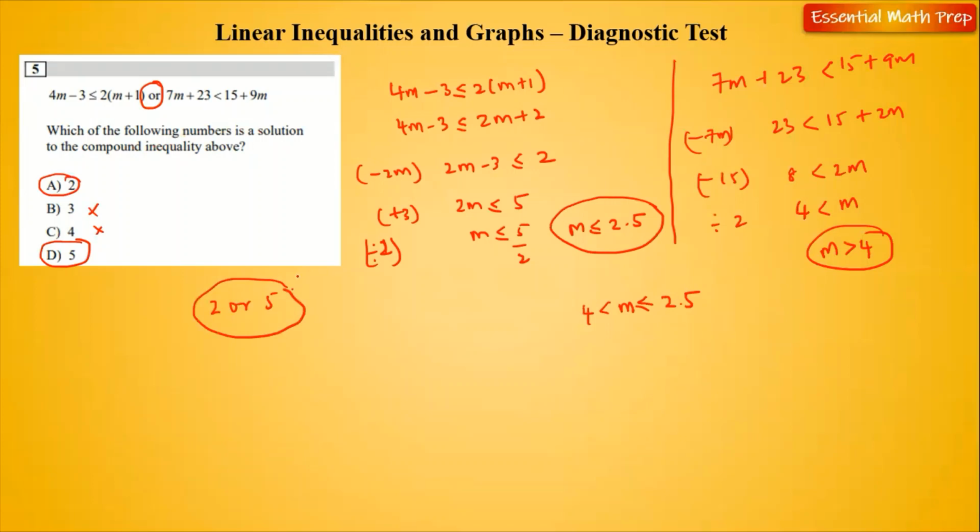You can't combine these because it doesn't make any sense, but I wrote it just so you can see that. M can be 5, or M is less than 2.5, so it's 2, 1, 0, negative 1, negative 2, etc. So 2 of these numbers are possible, and that's what R stands for as well. I said 2 or 5, just like R here.